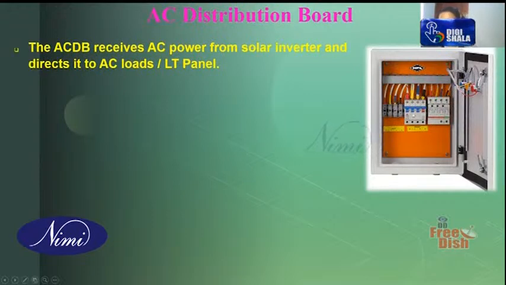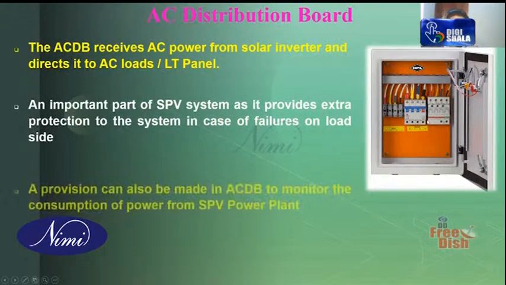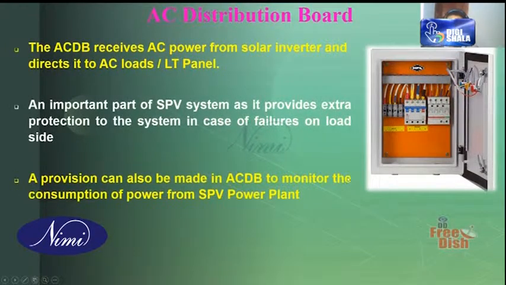After the AC distribution board, the power goes through distribution. So it is a very important part of the solar PV system. It is providing extra protection, load protection to the load side. A monitoring system is also there. Some distribution boards will have a meter. You can monitor the input power, available power, power consumed, etc.